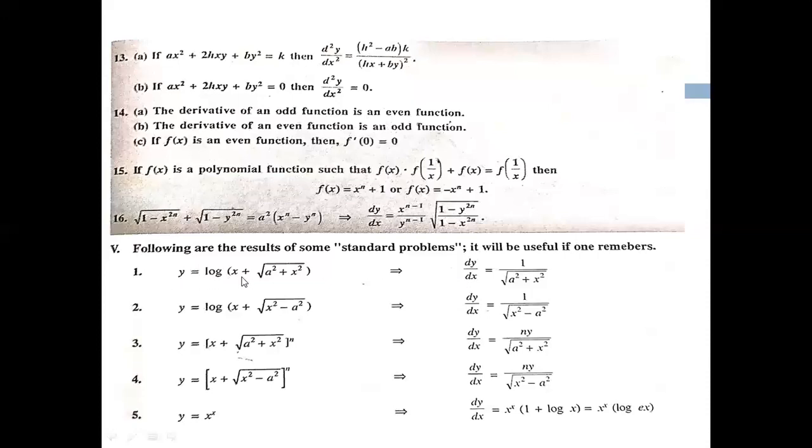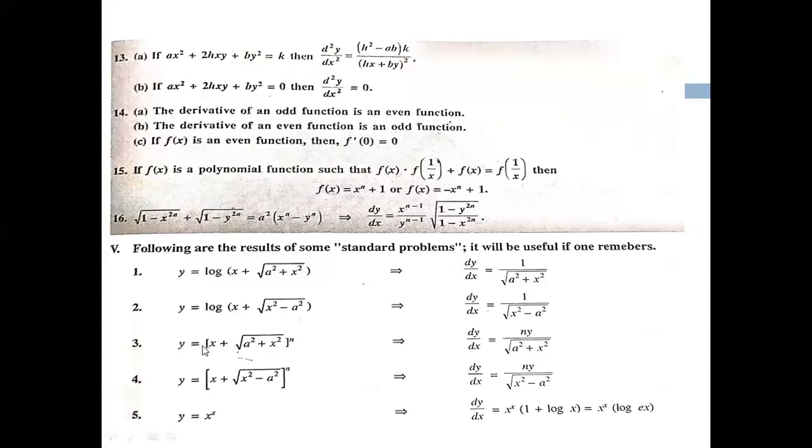If y is equal to log of x plus root of a square plus x square, then dy by dx is equal to 1 divided by root of a square plus x square. The second, y is equal to log of x plus root of x square minus a square. This implies that dy by dx is equal to 1 divided by root of x square minus a square.